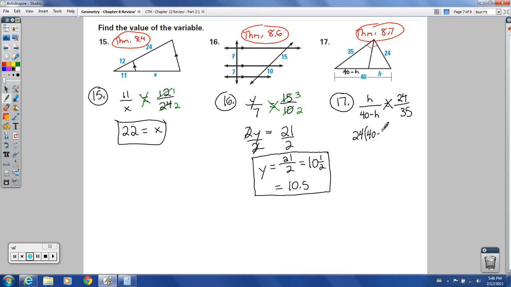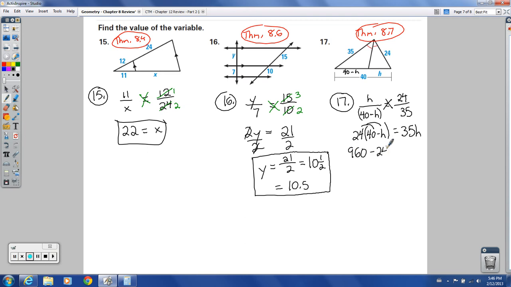So we'd have 40 minus h like that. Don't forget to think of that being in parentheses. This is 35h. Distribute the 24. Ooh, that's a more challenging one. I think it's 960. Let me check my calculator here. So 24 times 40. Yep, 960.